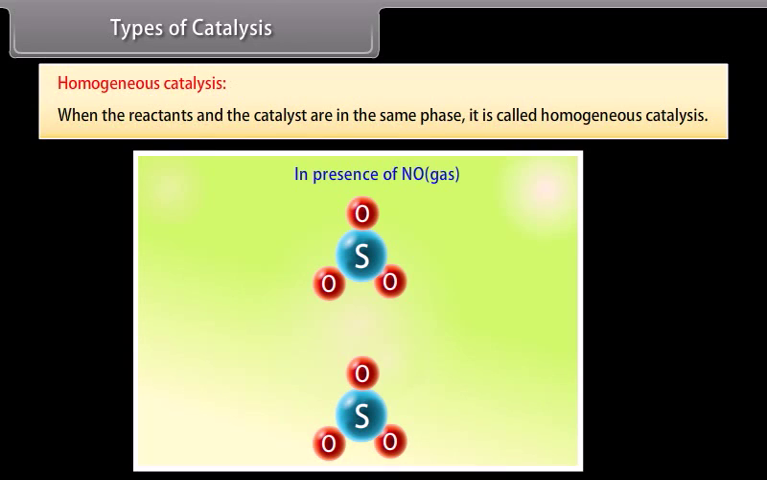For example, oxidation of sulfur dioxide into sulfur trioxide in presence of nitric oxide in the lead chamber process for the manufacture of sulfuric acid. Reactants, sulfur dioxide and oxygen, and the catalyst, nitric oxide, are all in the same gaseous phase.